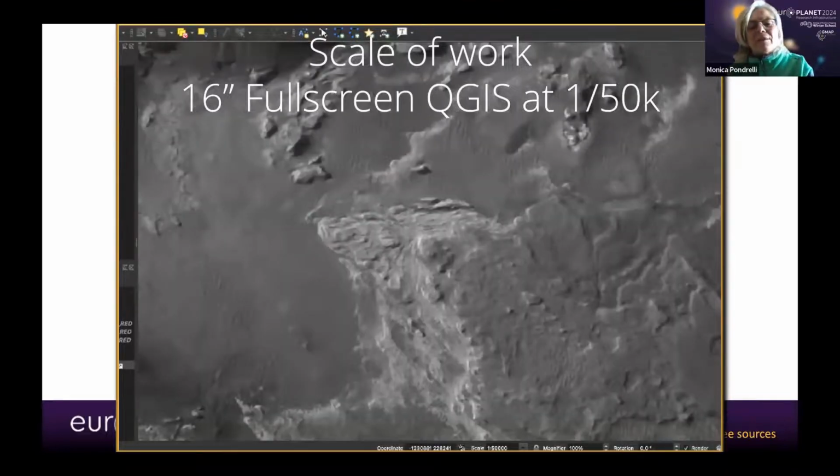Okay, these are 2 screenshots taken with my screen. So in your case, this might look different. So this is just to give you an idea. But in any case, the scale of work will be the first decision you will make. First, you will have an idea of the units, you will describe the units, and then, in order to map this unit, which kind of scale do I need to use?